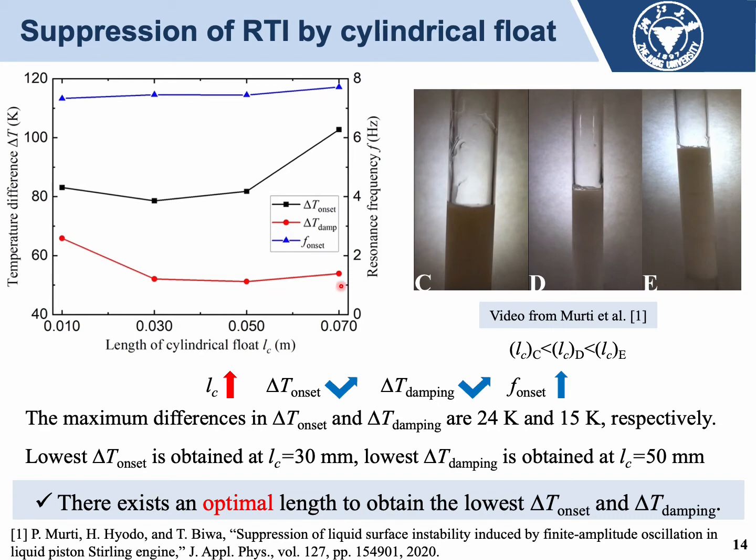The maximum difference in onset and damping temperature difference are 24 Kelvin and 15 Kelvin respectively, indicating that the length of the cylindrical float can have a marked effect on onset and damping temperature difference. The lowest onset temperature difference is obtained at the length of 30 mm, and the lowest damping temperature difference is obtained at the length of 50 mm. Therefore, there exists an optimal length for cylindrical floats to obtain the lowest onset and damping temperature difference.